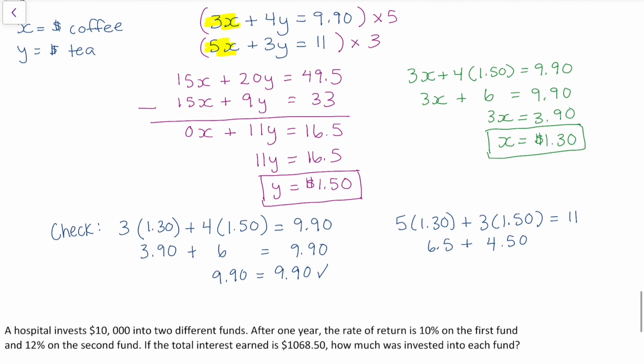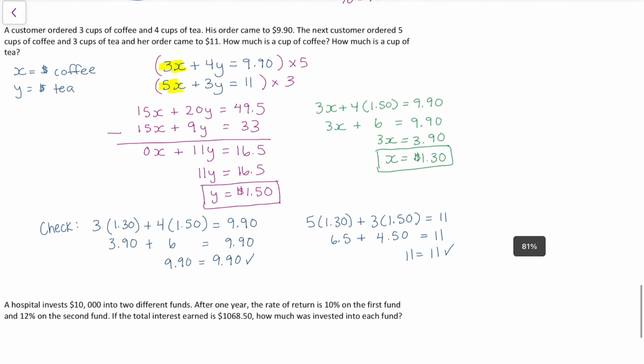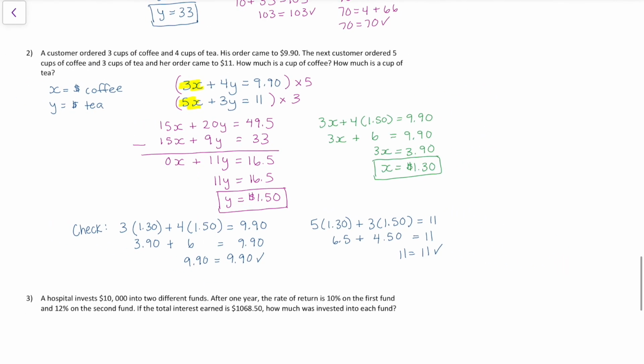And it works out. So again, we want to write our final answer in words. So therefore, a coffee is $1.30 and a tea is $1.50.